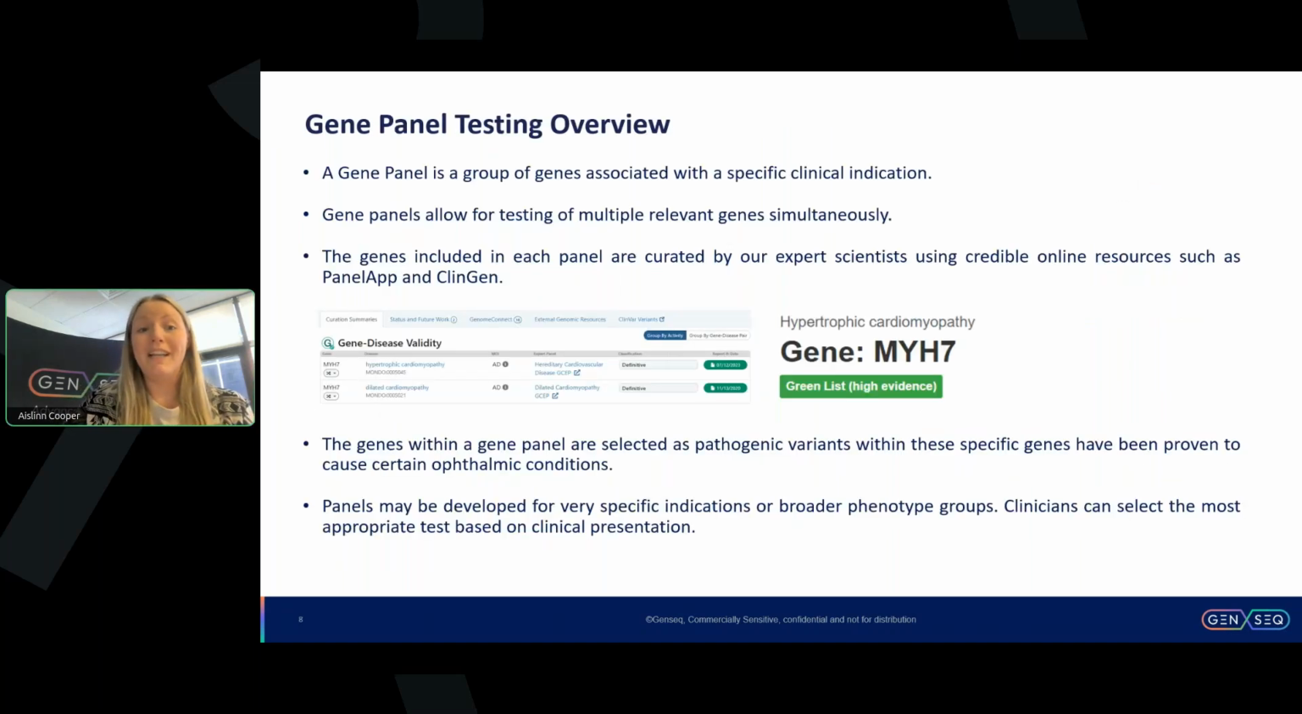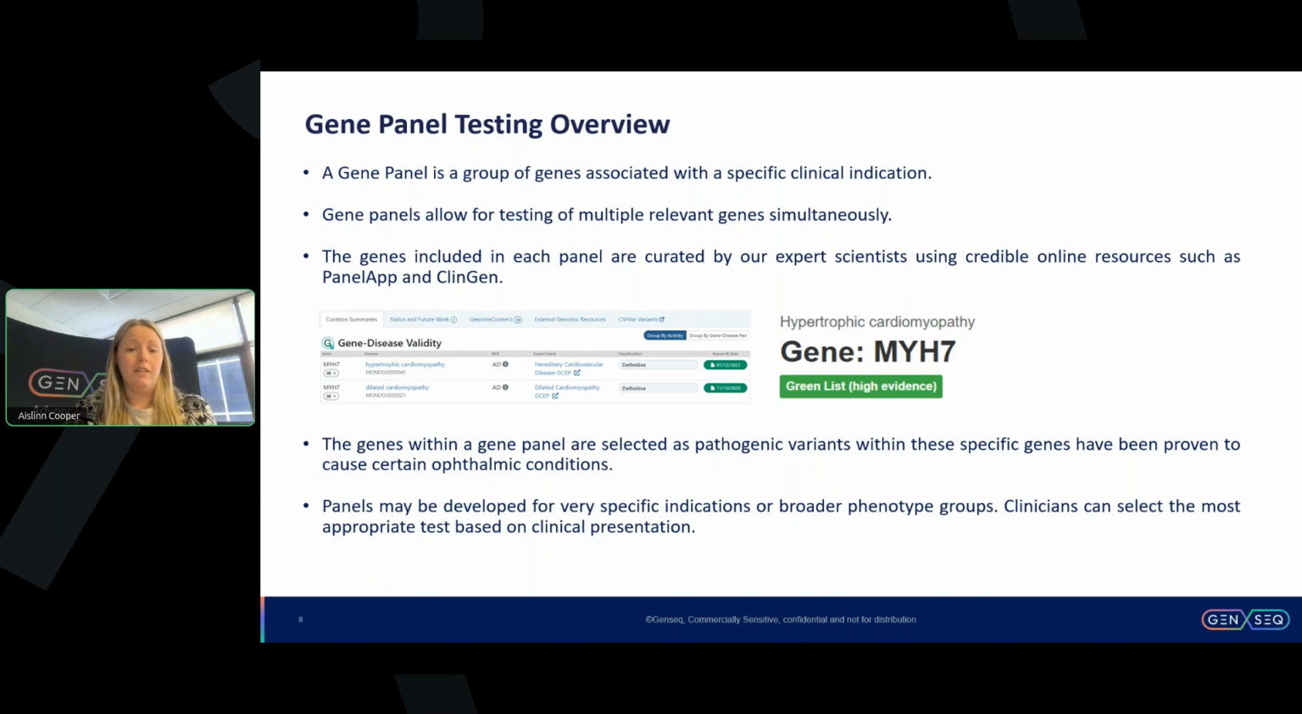So what is a gene panel essentially? It's a group of genes that are associated with a specific clinical indication. And by performing these gene panels, we're testing for multiple genes simultaneously, rather than just targeted single gene by single gene analysis. We curate and develop these gene panels using online resources that look at the association between genes and clinical indications or phenotypes, things such as PanelApp, which is a UK-based one, and ClinGen, which is US-based. And these are curated by experts. The disease gene associations are readily available there, and we assess those and periodically update our gene panel content.